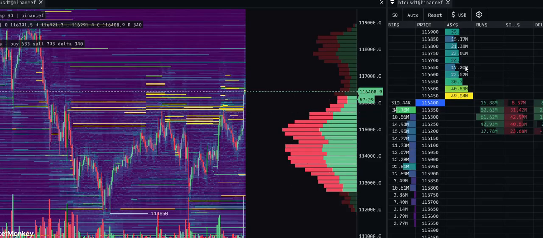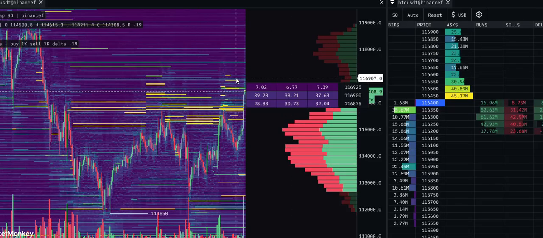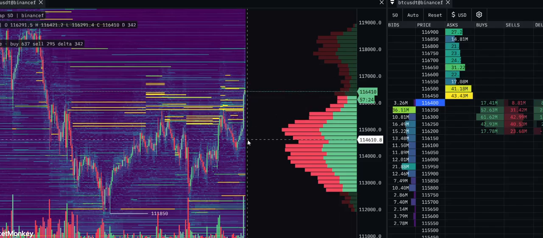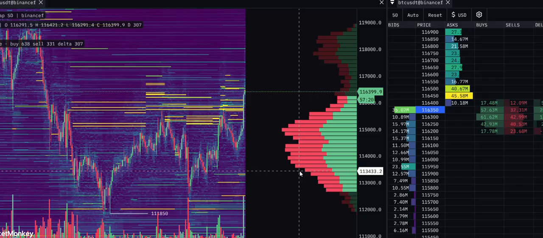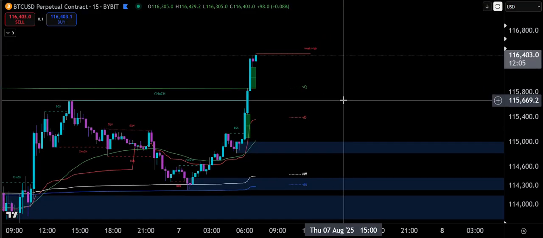So we do have a lot of asks coming in. So we want to see a retracement back into this level, and we want to see some bids come in. I don't see that many bids coming in at the moment, but it's very early in the day because New York hasn't opened. So that's what I have for BTC.